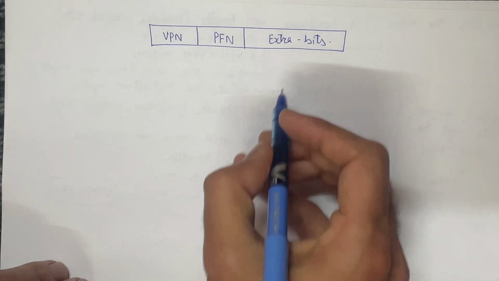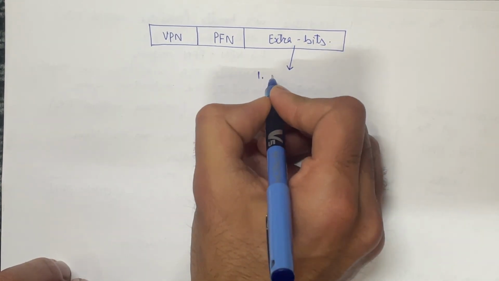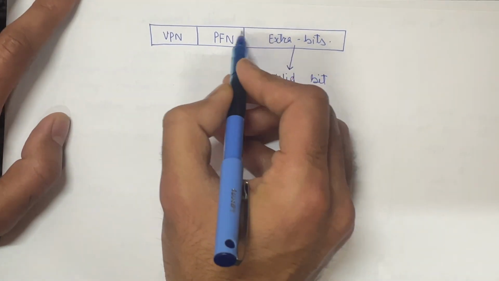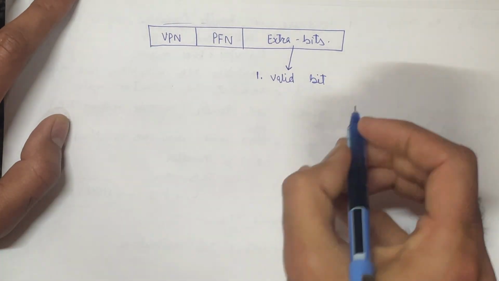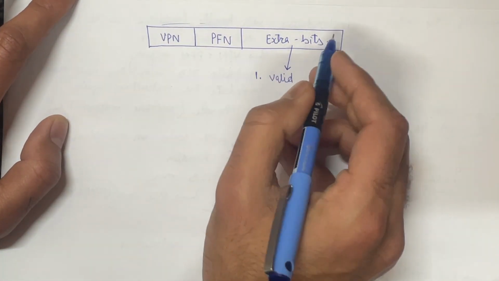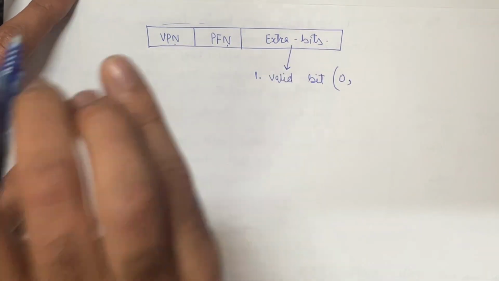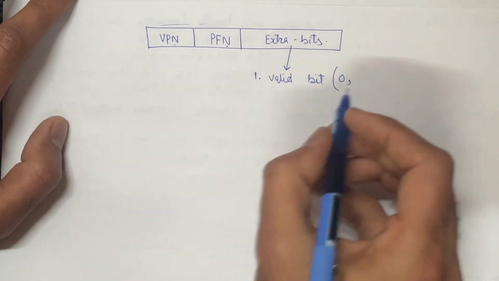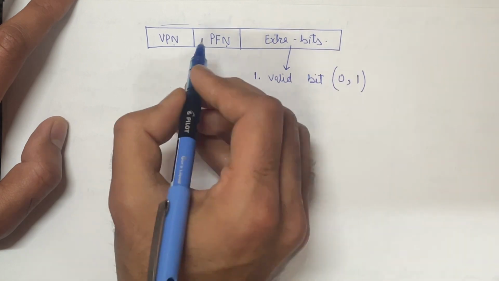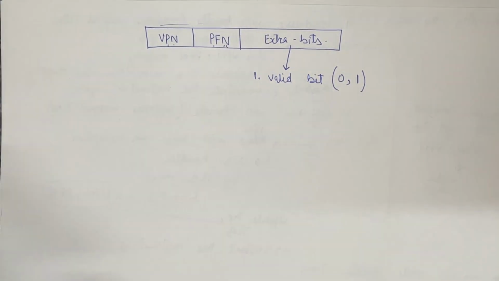So what are these extra bits? One of the extra bits is the valid bit. Valid bit means whether this particular entry is valid or not. If this value is 0, it means this is an invalid entry. That means this mapping is not correct, or we can say this entry is free. It is not used by anyone else. If the value is 1, it means this entry is a useful entry. That means it contains useful information. It contains a VPN to PFN mapping.